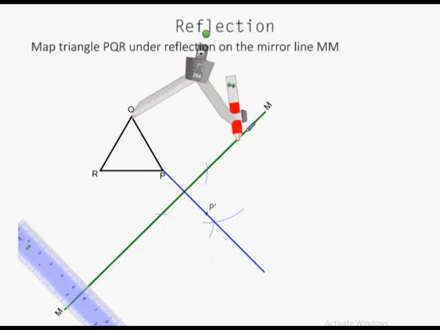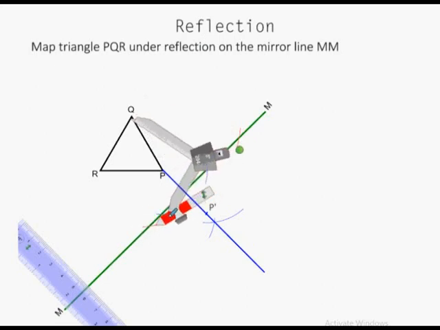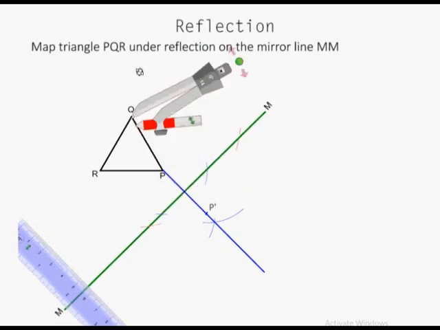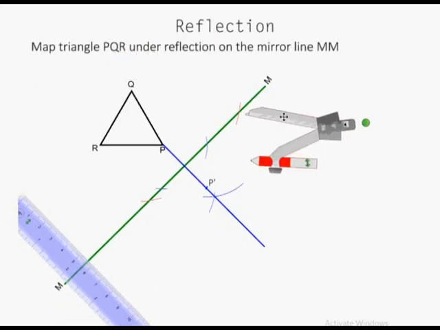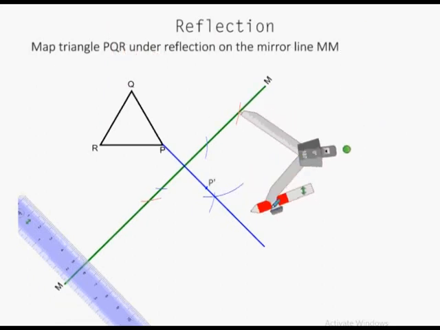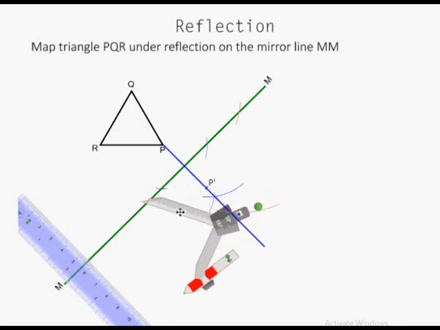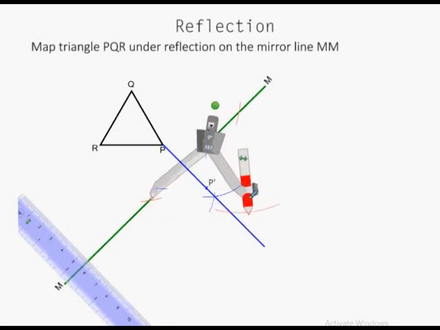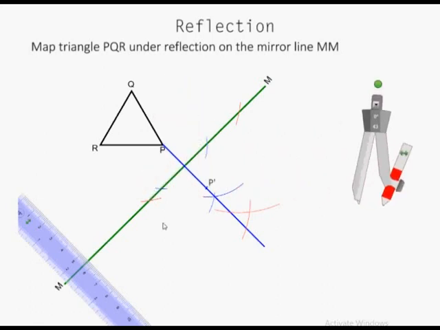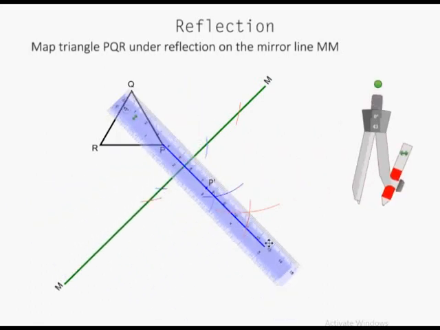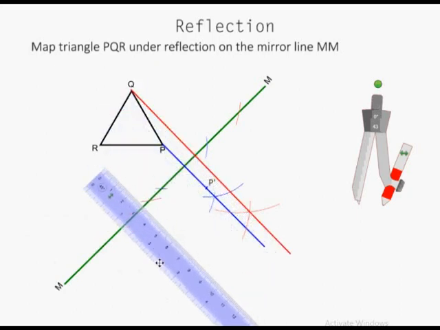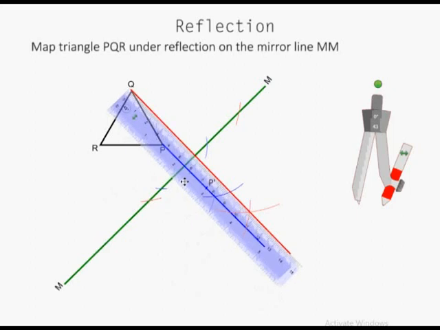Place the compass and mark an arc. Place it here and mark another arc on the other side. And again place it here and another arc to intersect with the first one. Now draw a line from Q to this point of intersection and extend the line. Take a ruler and measure the distance from Q to the mirror line. Take the same distance on the opposite side. And we have Q'.